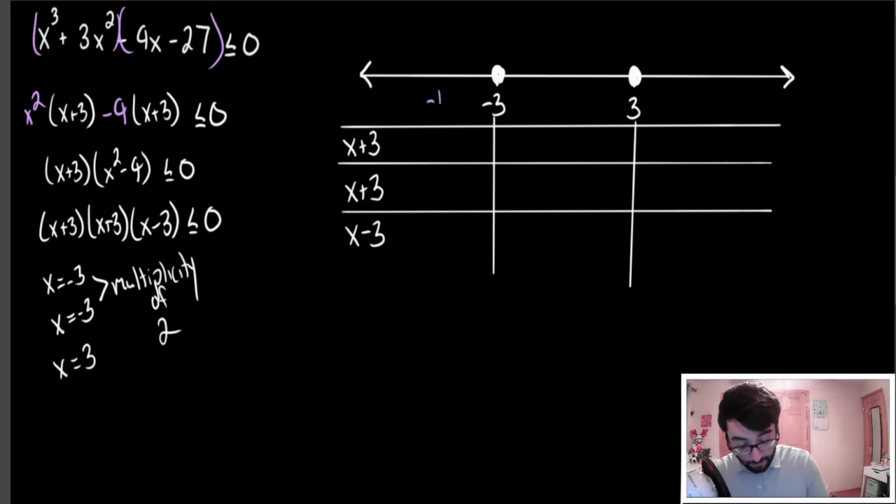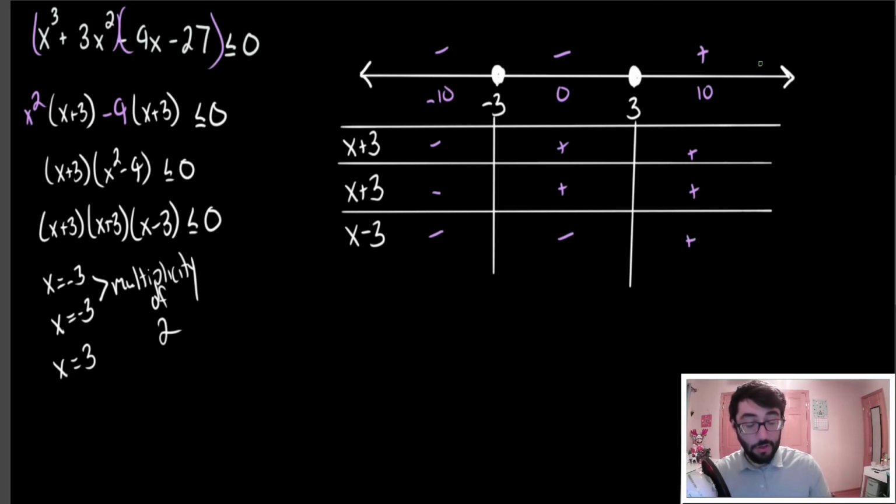And now I'm going to jump right into the sign table, and you're going to notice something a little bit different. If I test a number like -10, I get -10 plus 3 is negative, -10 plus 3 is negative, and -10 minus 3 is negative, so this ends up getting me a negative. Then if I test some number like 0, I get 0 plus 3 is positive, 0 plus 3 is positive, and 0 minus 3 is negative, so this is also negative. And if I test some number larger than 3, something like 10, I get 10 plus 3 is positive, 10 plus 3 is positive, 10 minus 3 is positive, so this ends up being positive.